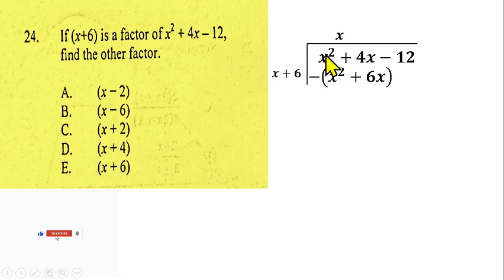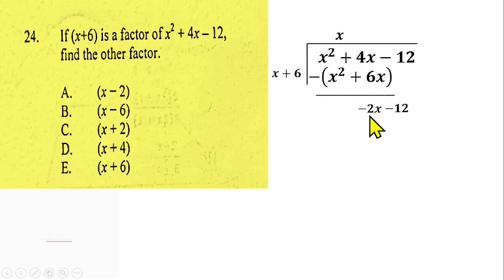So that means you're having x squared minus x squared, that gives us 0. Here you're having 4x minus 6x, because minus times plus will give us a minus. So 4x minus 6x will give us a minus 2x. So you are left with minus 2x here. Do you understand that? Then this minus 12 will come down. So you have minus 12 here.